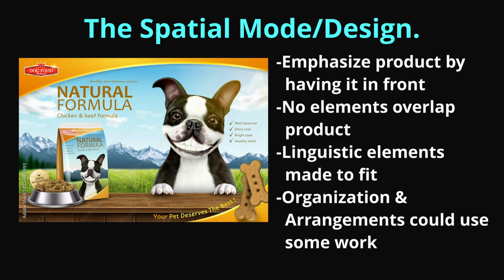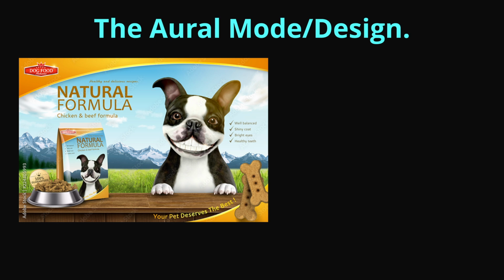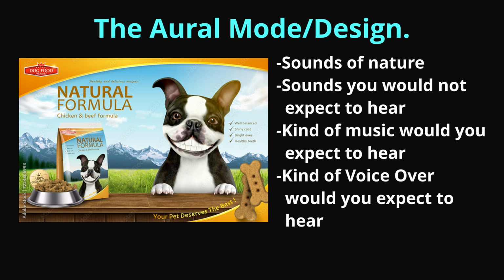The oral mode. This is a static image and you may think there are no oral elements in it, but consider what sounds you would hear in this setting. A soft wind, birds chirping, maybe a bee buzzing about. Consider what you would not expect to hear: cars whizzing by, motors, lawnmowers, people talking, trains and subways. You wouldn't expect to hear those sounds in this setting.